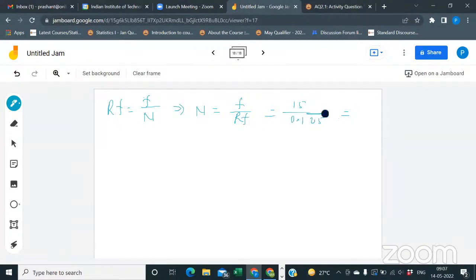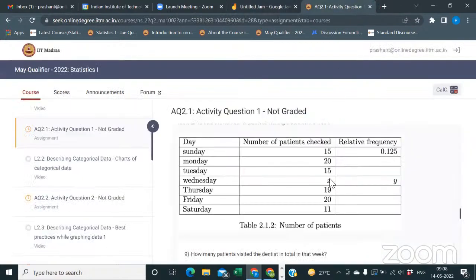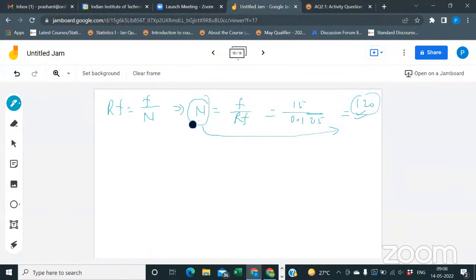Calculate this. Am I audible? Yes, you are audible. Now 120. You got 120 as the answer. You got the value of n, right? Now you have to find the value of x and y. You got n, which means the total is 120. You know the sum of all the values of this second column is 120. N is nothing but the sum of all frequencies.